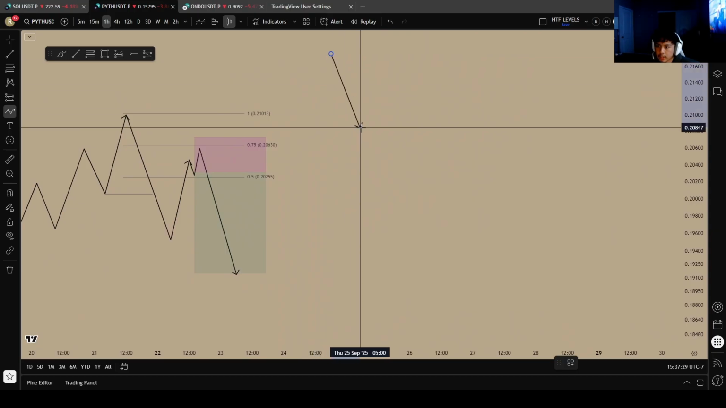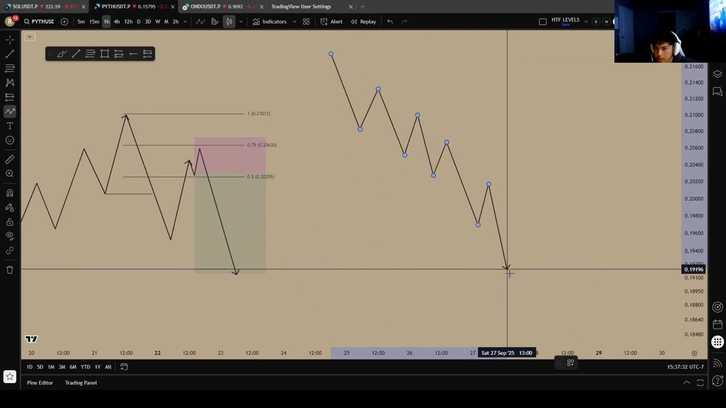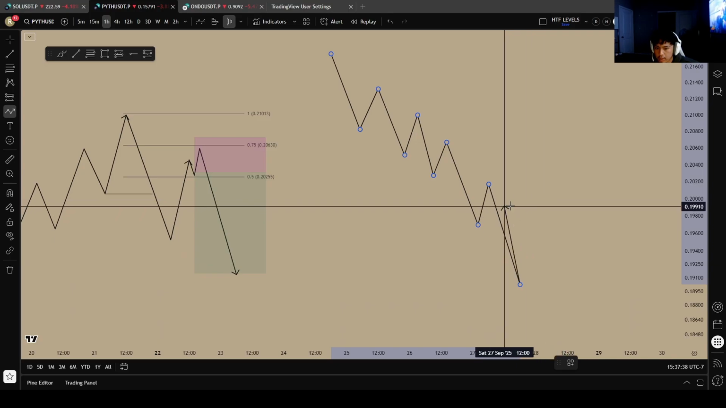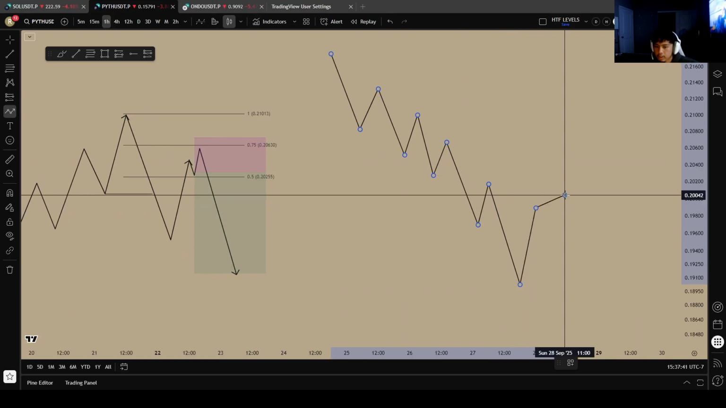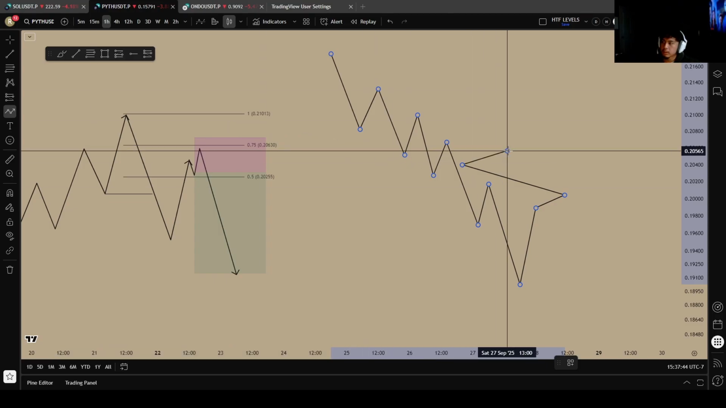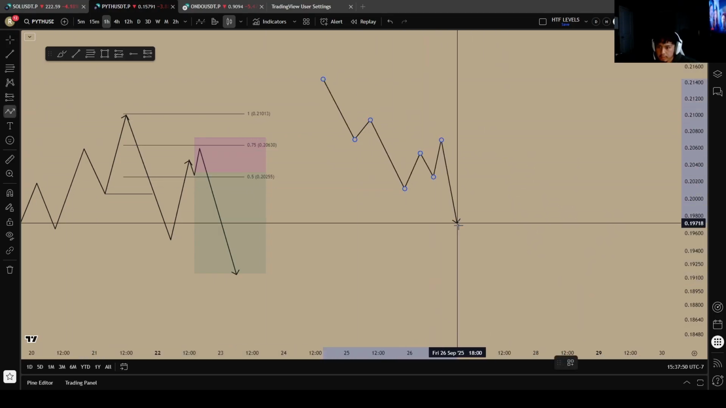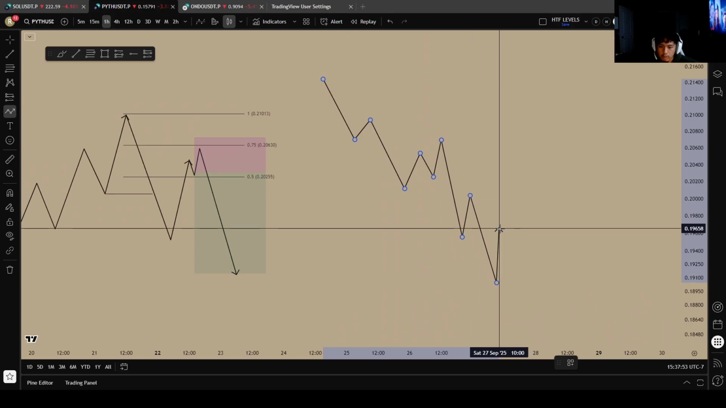If the price is on a downtrend, boom, right? When the price starts to go back up, wait, oops, bad drawing, delete that. How do I get rid of this? There it is. So let's say the price is on a downtrend.